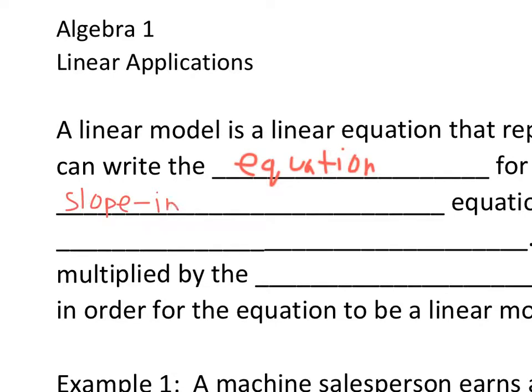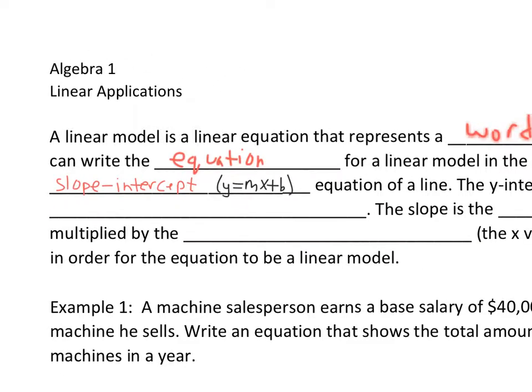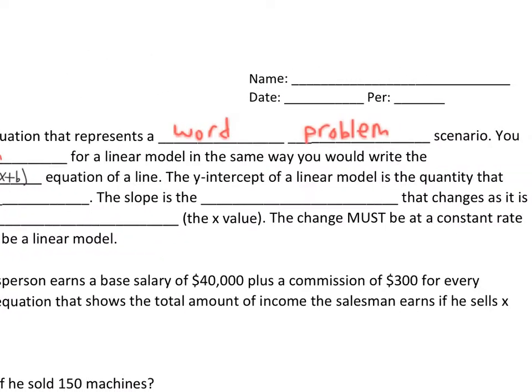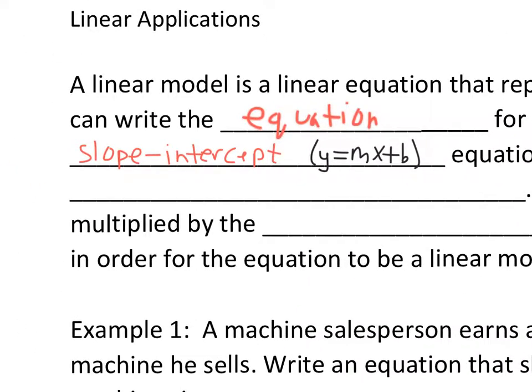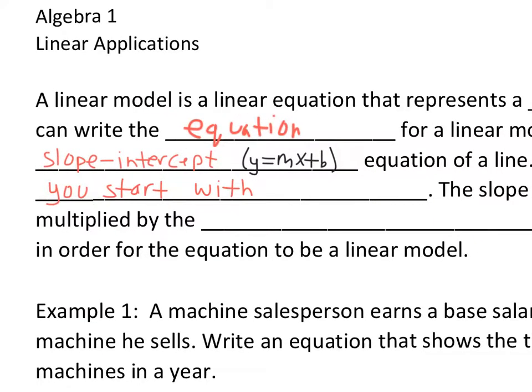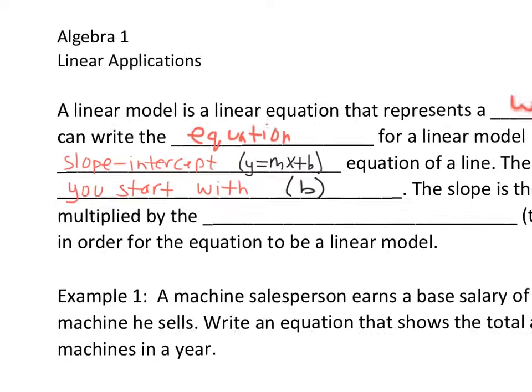Slope-intercept, okay? And then in parentheses, I'm going to put y equals mx plus b, okay? So the slope-intercept equation of a line, okay? The y-intercept of a linear model is the quantity that you start with, or your starting amount. So the quantity that you start with, or begin with, and in parentheses, I'm going to put this is your b. This is your b of your equation. Okay, so y equals mx plus b.